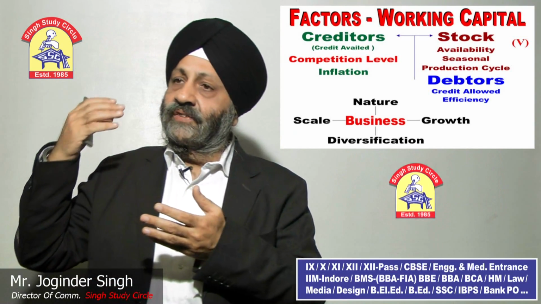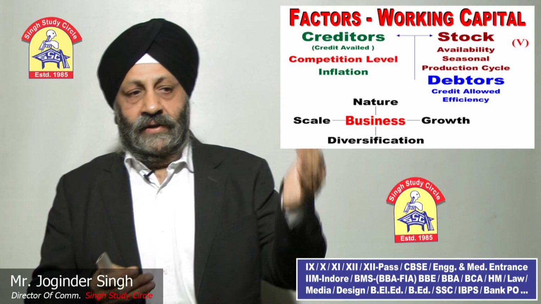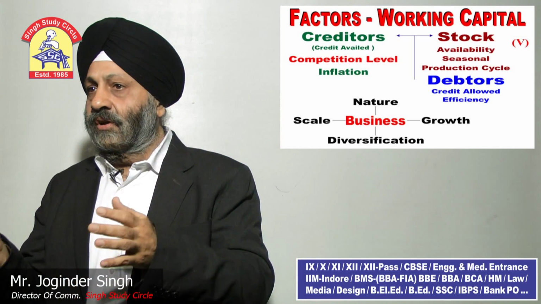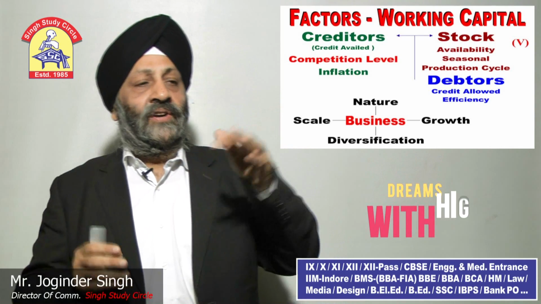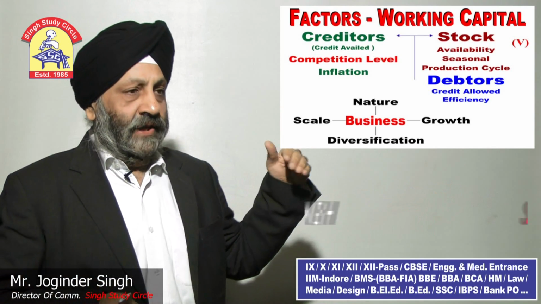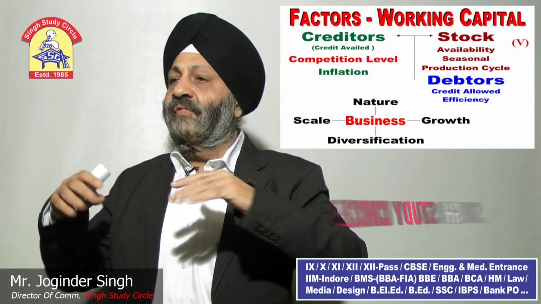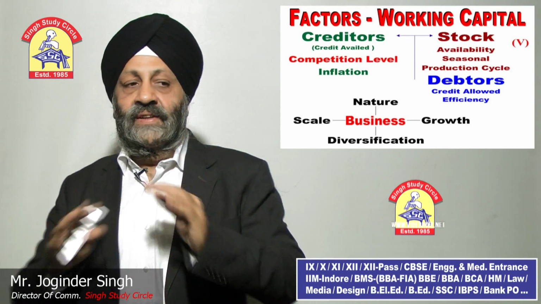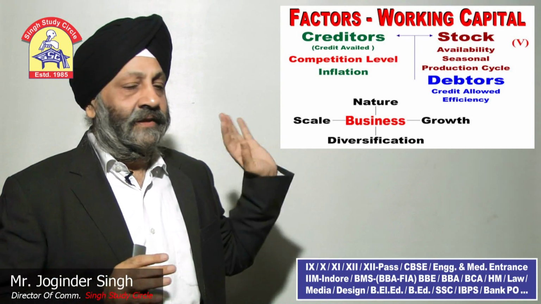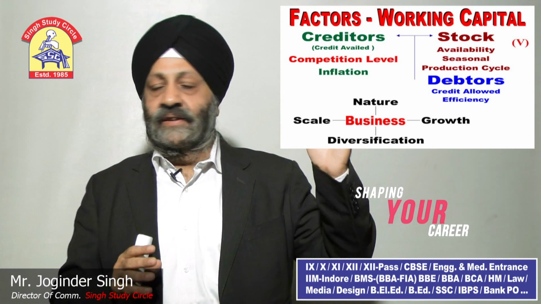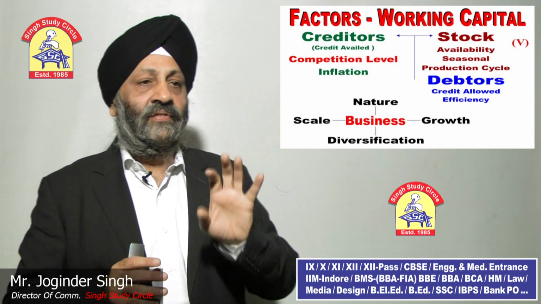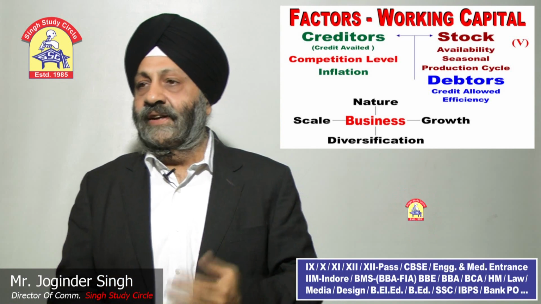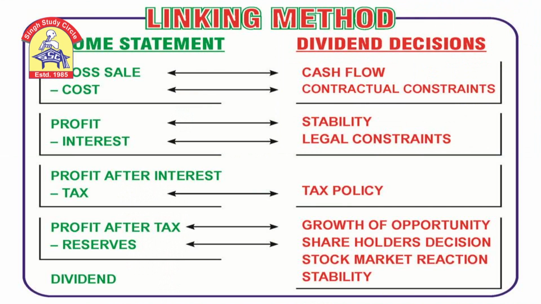Stock means stock; there are 3 points related to the stock: availability of stock, seasonal stock, production cycle. Then I have written debtors. For debtors, 2 points are related: how much credit we allow them and with what efficiency we get the money back. These are all the points that can be remembered by this linking method. There are 13 points, all can be remembered by remembering the small balance sheet and 4 points which we have already covered. Now the next point is factors affecting dividend decision.